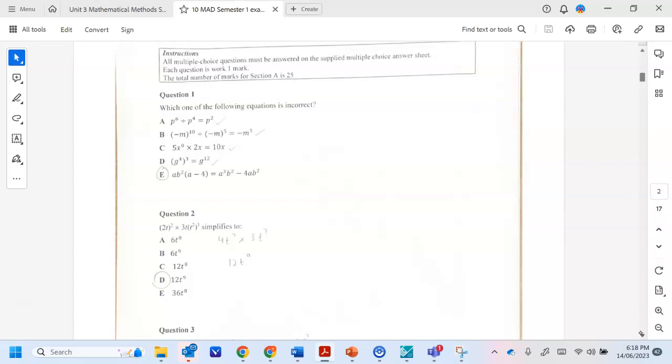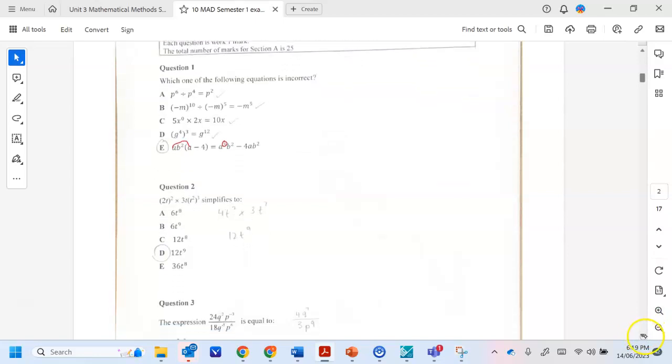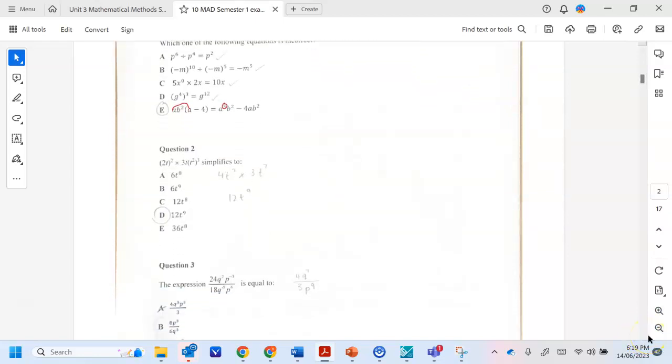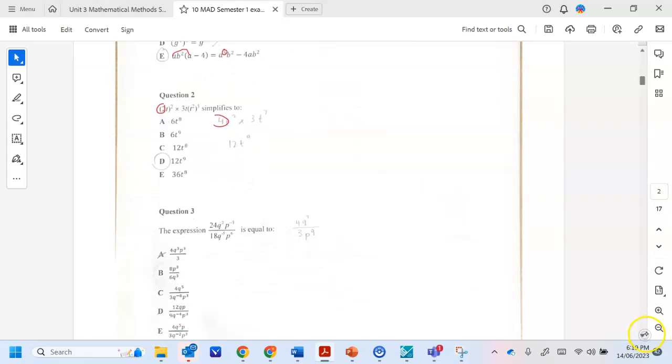So with question 1, E is the only one that is incorrect. So the expanding of the bracket, A times A is A squared, whereas we've got A cubed there, so that's why that one is incorrect. Question 2, one that you could do on your calculator, but not hard to do by hand. If you understand your index laws, just be careful with this one. The 2 is squared, that's why we got the 4 there. But again, putting that into your calculator is quite easy to get 12t to the power of 9.